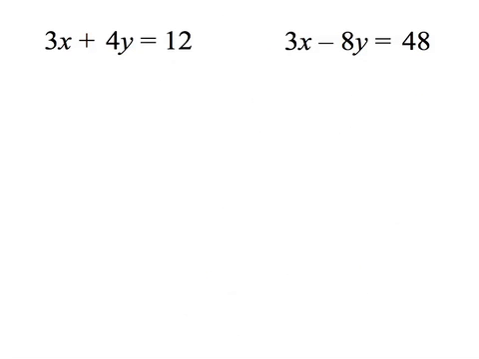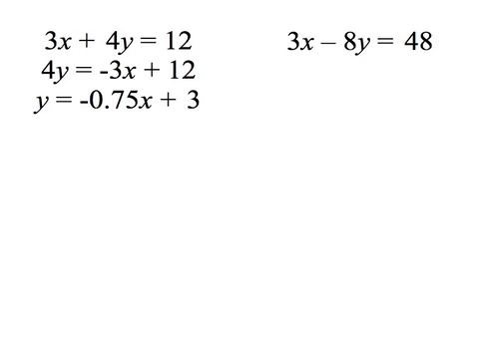Let's solve this system using substitution. Neither one is in slope-intercept form, so neither one is solved for y. This also works well if one of the equations is solved for x. But since neither one is solved for either x or y, let's solve the one on the left for y. So I add negative 3x to both sides, divide both sides by 4. And I now have that y is equal to negative 0.75x plus 3.